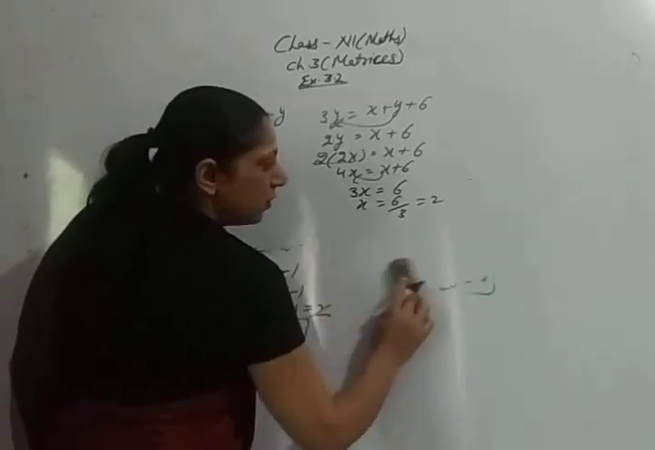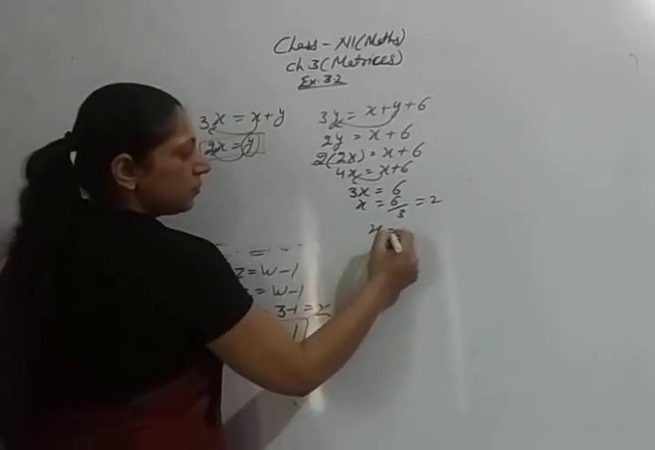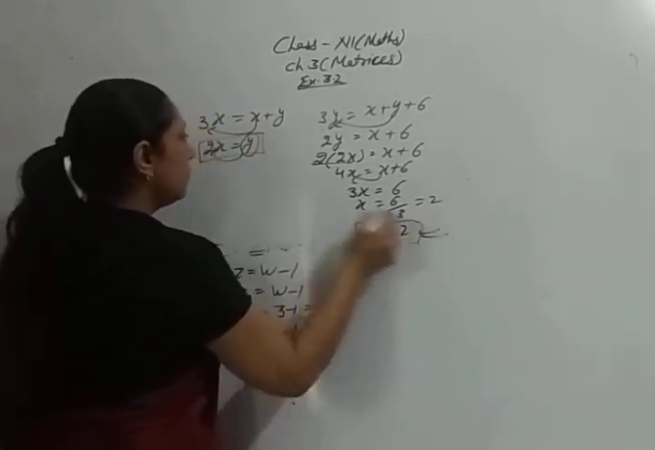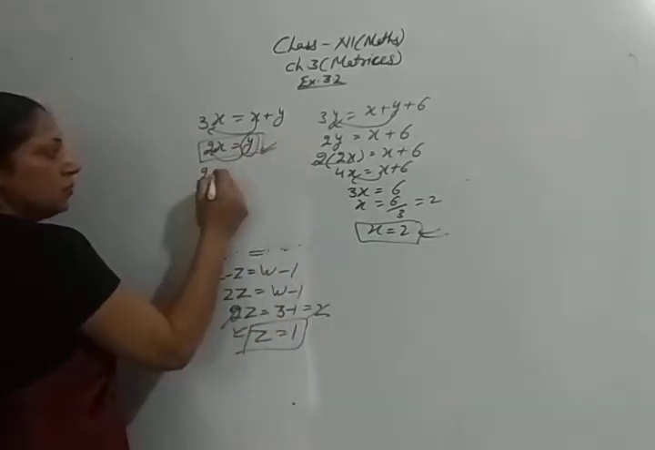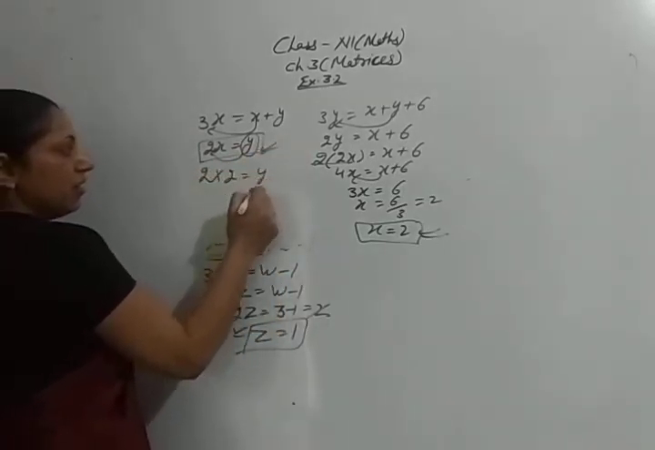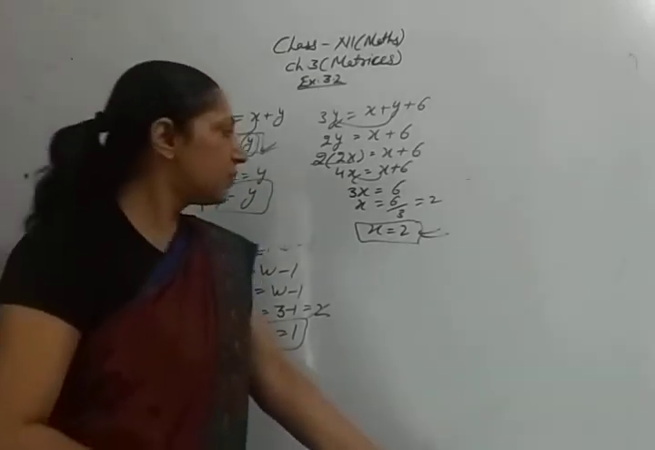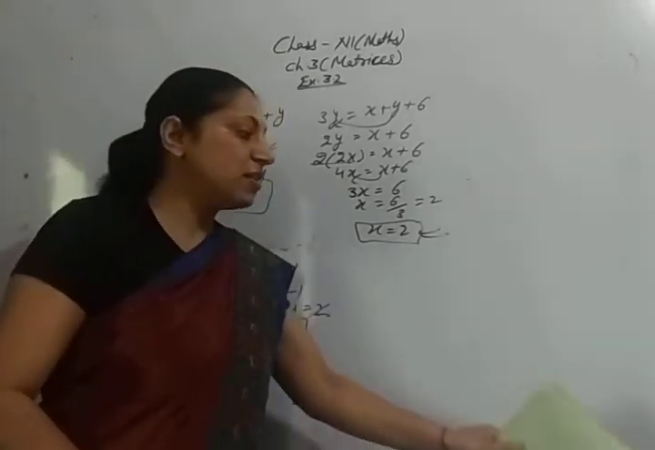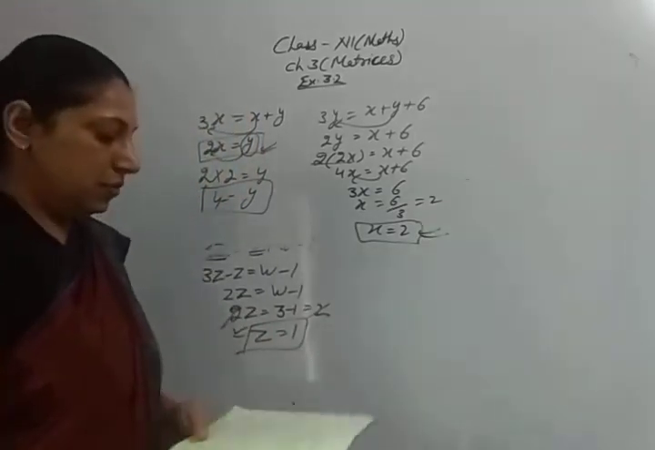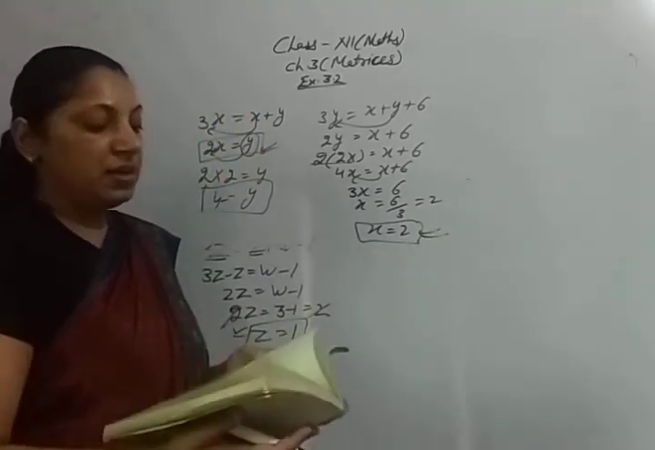So we got the value of x. x is equal to 2. Now put this value in this equation. So 2 into 2 is equal to y. Then y is equal to 4. So in this way we can find the value of x, y, z and w. Now come to the next question.